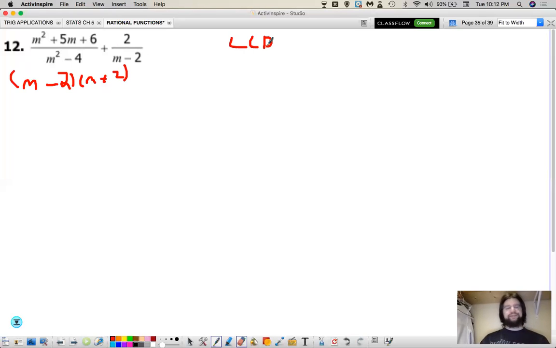Should I do it? No. You could double up on it, but then you're going to have just a terrible time at factoring later. So just save yourself some headache and factor first, find the LCD, and then, and only then, multiply and add and whatnot. m minus 2, m plus 2, that's covered. This one needs an m plus 2.